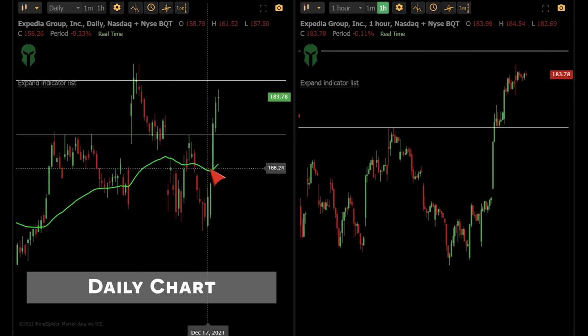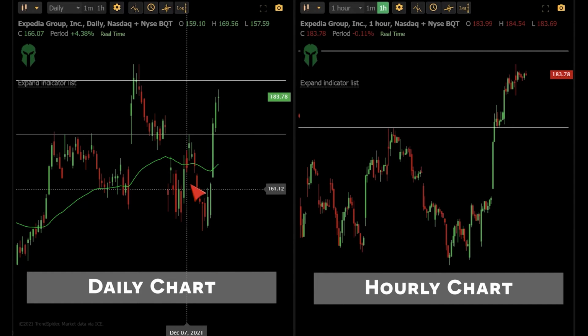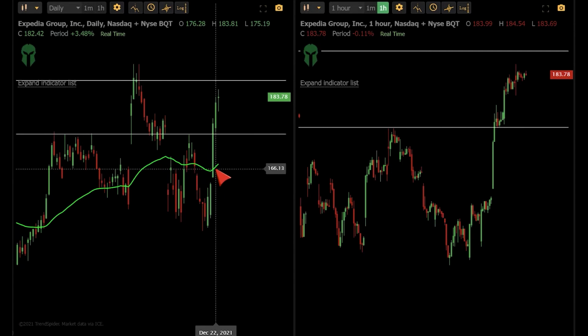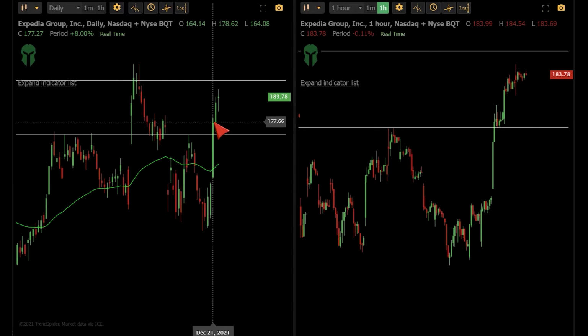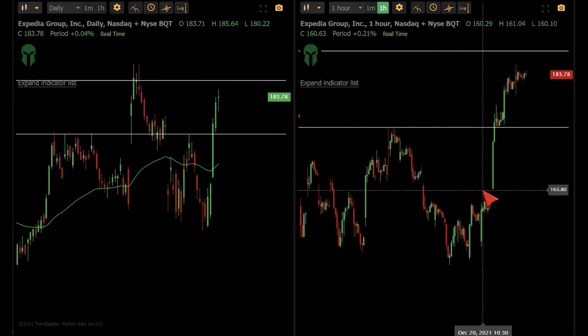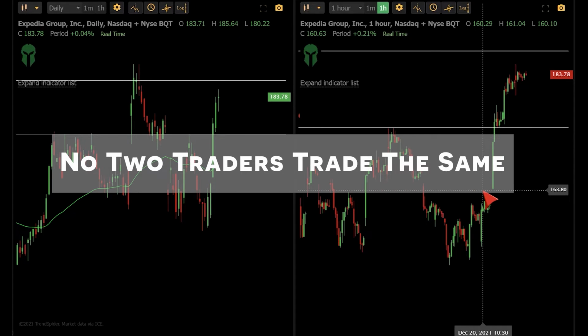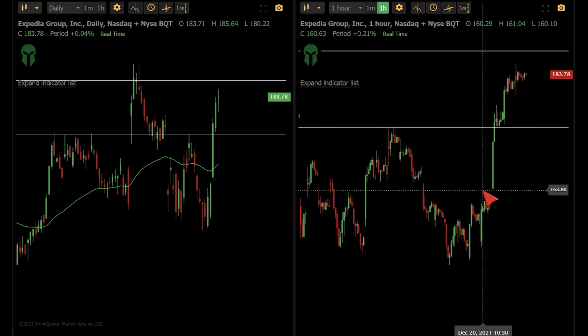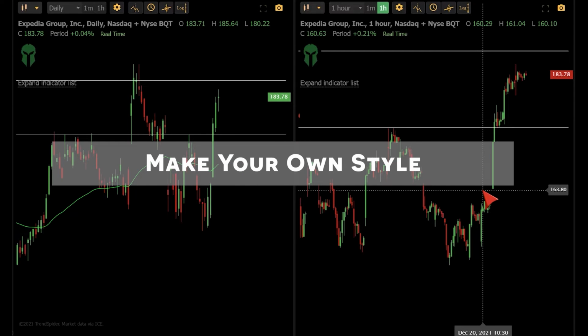So here we are in the daily. Here we are in the hourly. You can see how we have broken here on the 21st, okay, and closed over this. Now, this gets interesting because this is going to be up to the individual. Again, no two traders trade the same, and those that try to trade exactly like other people are doomed to fail, period. You need to develop your own style and take what you're learning through either these videos or other videos that are actually credible and make your own style with what we're talking about.